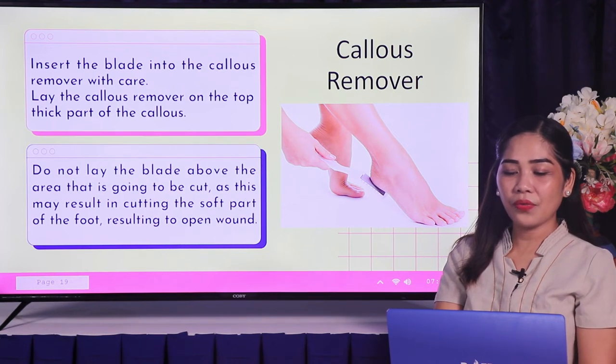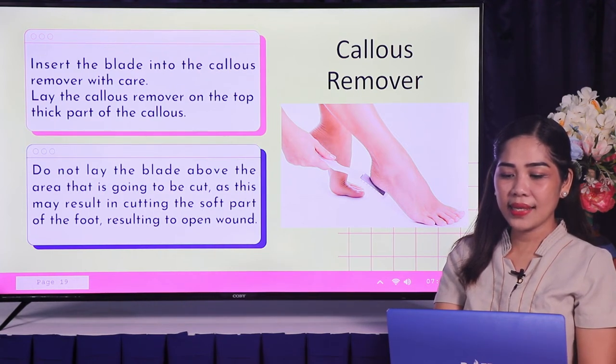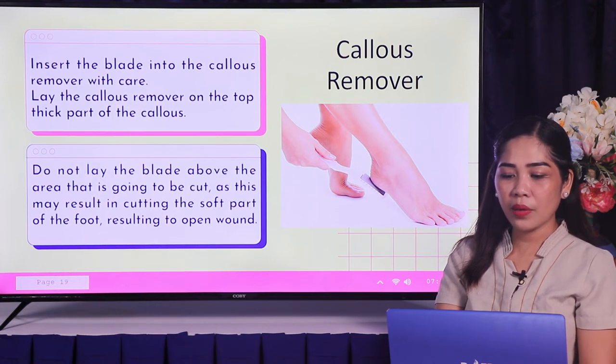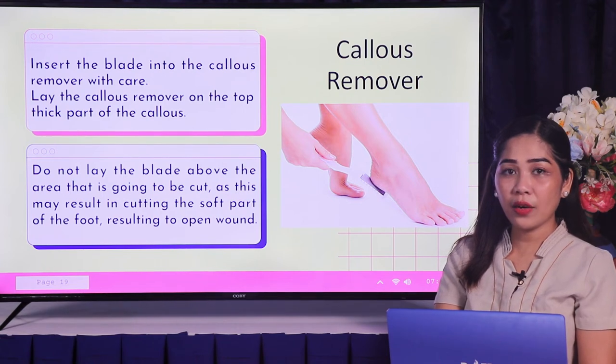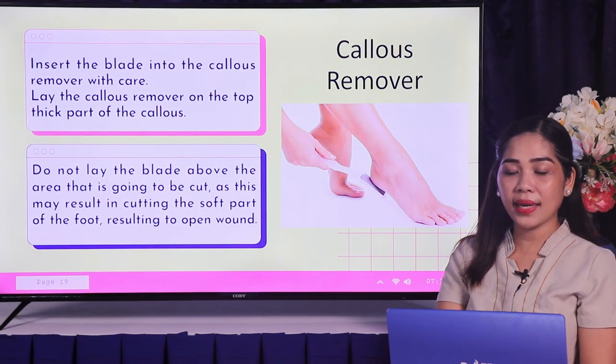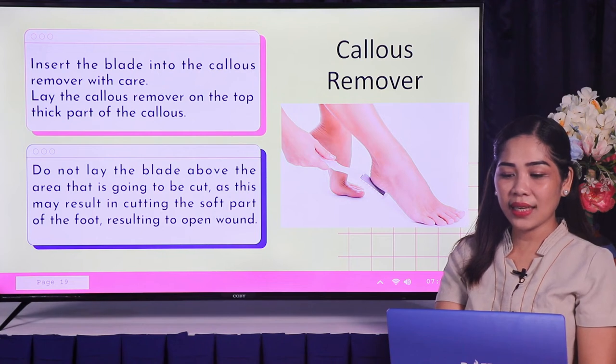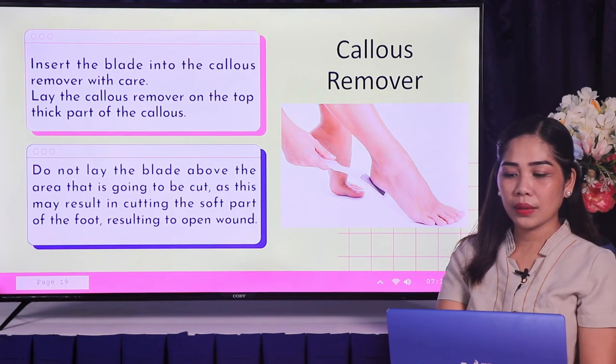When using the callus remover, insert the blade into it with care. Then lay the callus remover on the top thick part of the callus. Be careful not to lay the blade above the area that is going to be cut, as this may result in cutting the soft part of the foot, resulting in an open wound.